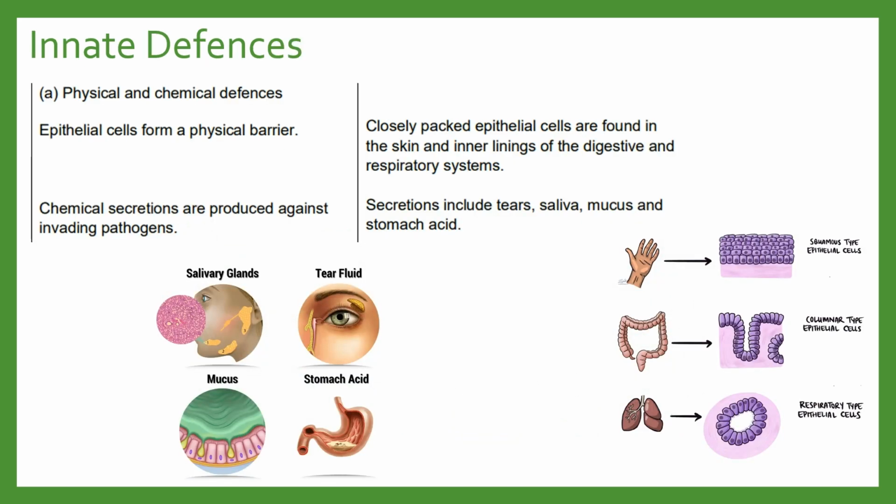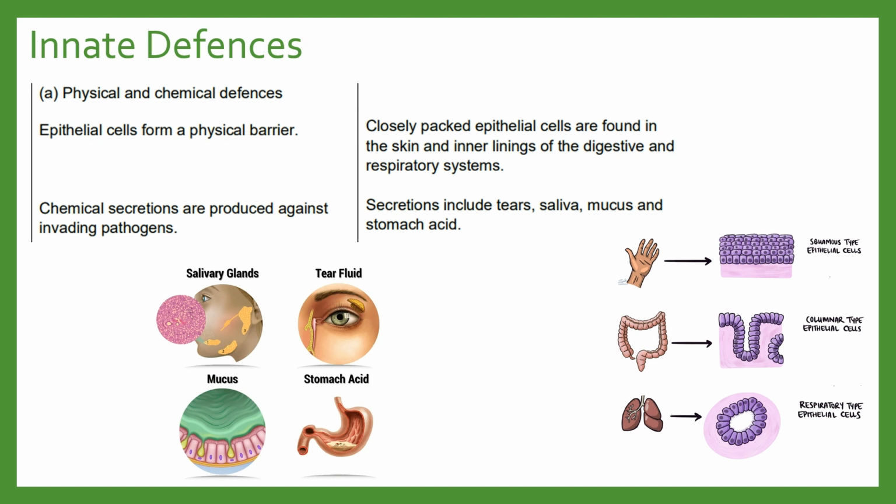So, some examples which are split into the two categories, physical or chemical. A good go-to example for physical defences are the epithelial cells, which we find in our skin and in the linings of the digestive and respiratory systems. So, they form an actual physical barrier. They prevent the entry of these pathogens by being very closely packed together. So, there's no physical space, no gaps for those pathogens to enter into some of our more vital structures.